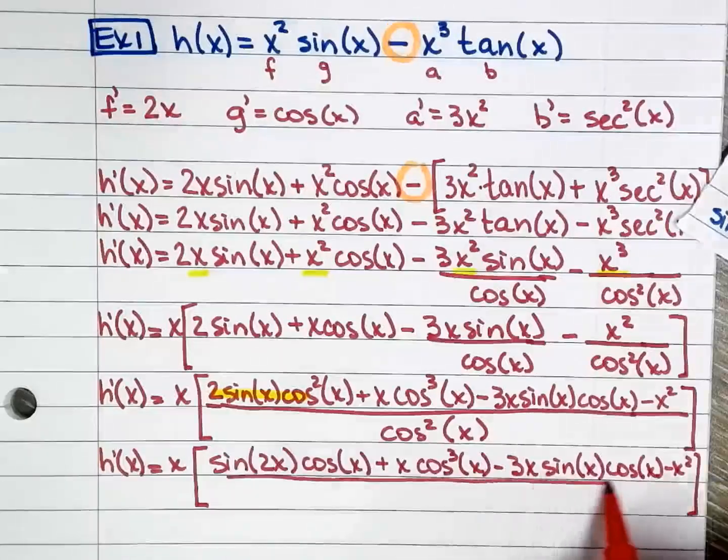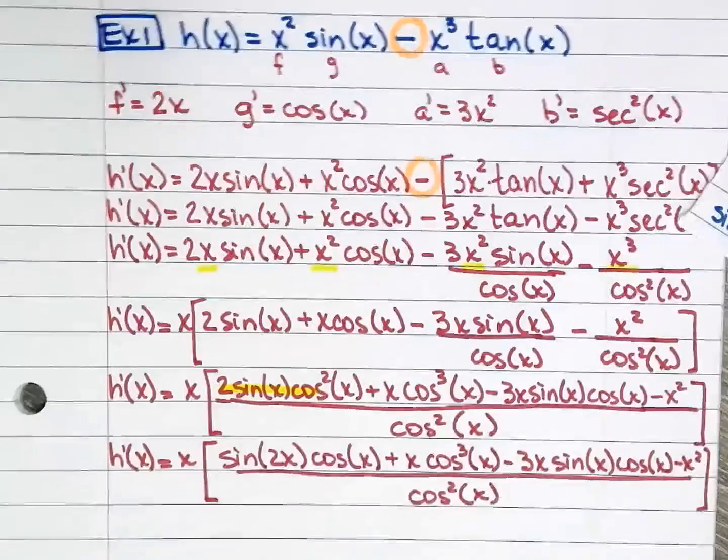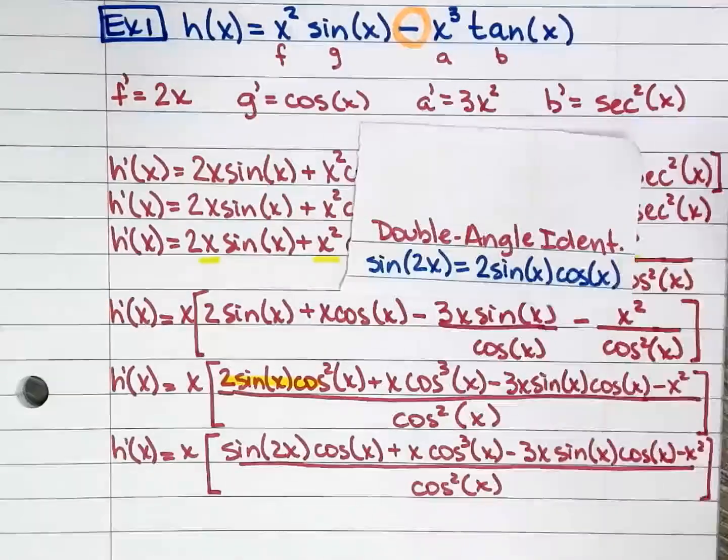And everything over the common denominator of cosine squared of x. So this one is fully simplified, even though this one is already in terms of sine and cosine. But this we're kind of just showing off right there with the double angle identity.